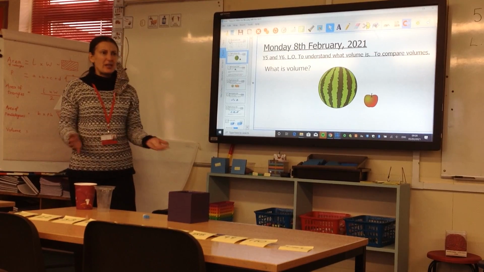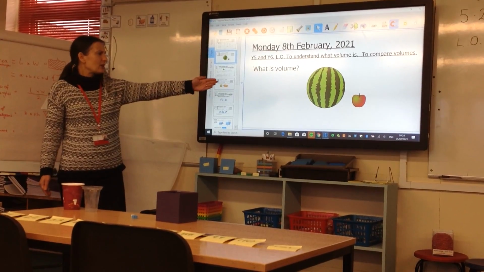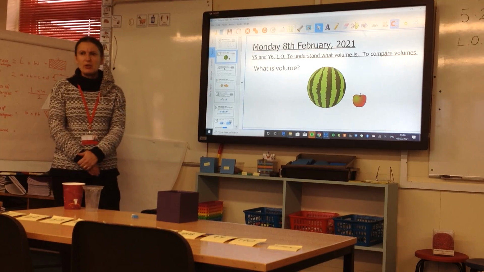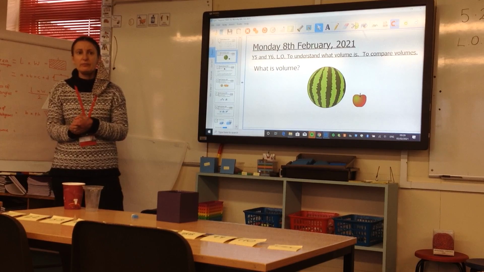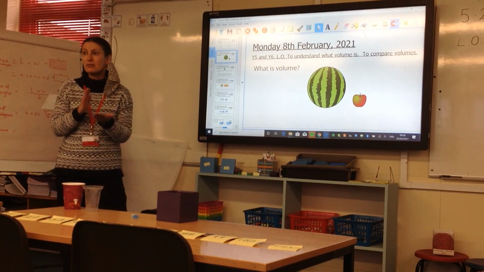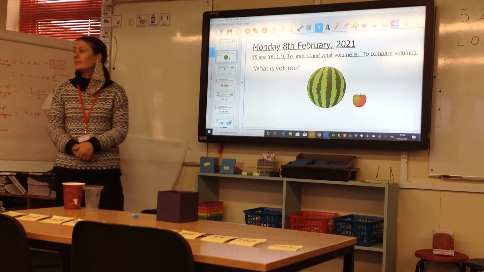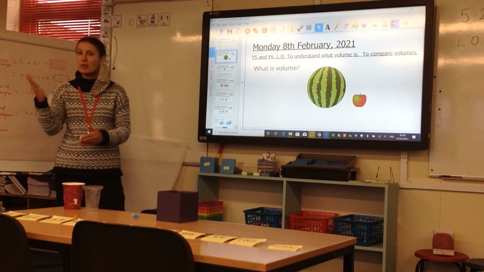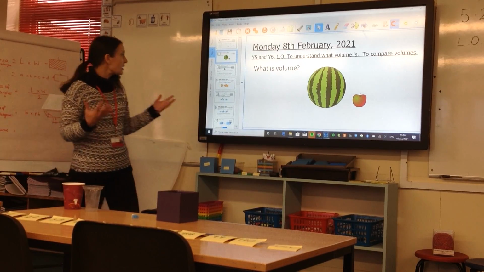Okay, so what is volume? I've got an image here, a rather large melon and a rather smaller apple. What can we say about these two fruits? What is volume? What do you think it is? Is it like the lines that go round? Okay, you think it's the lines that go round? Good try. I think it's the area of a 3D shape. Okay, an area of a 3D shape. Interesting, thank you.